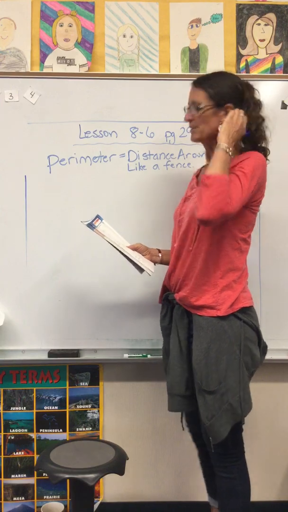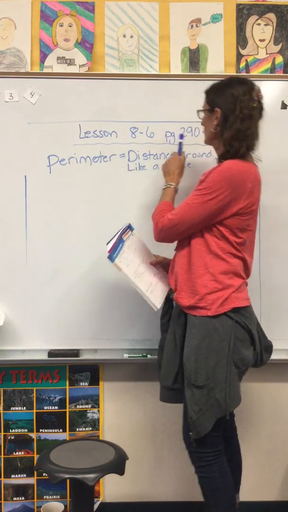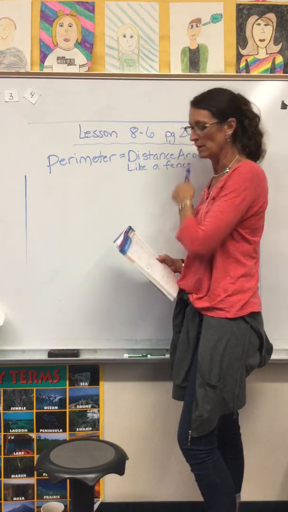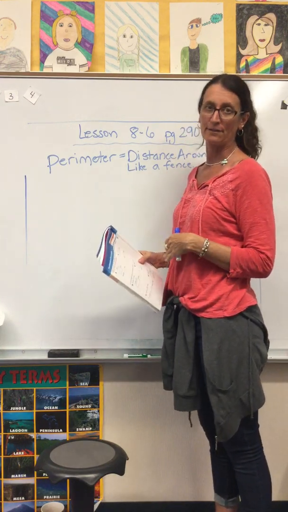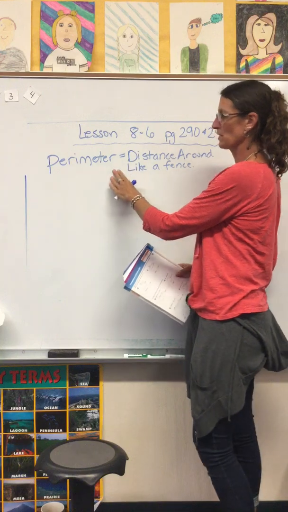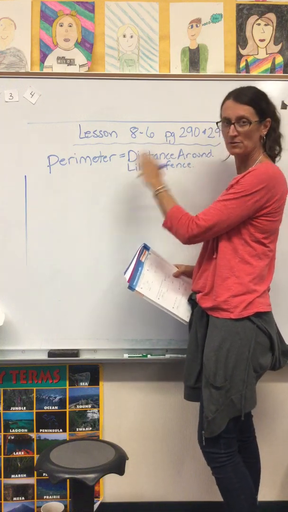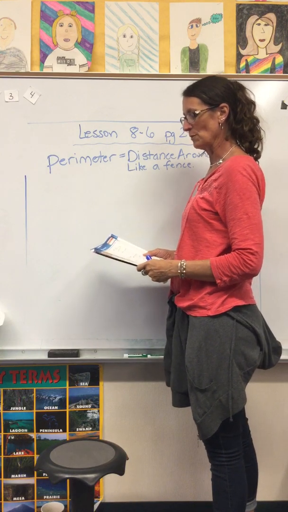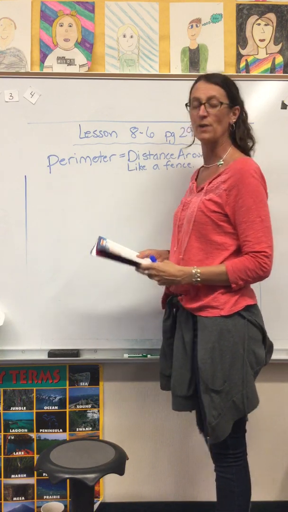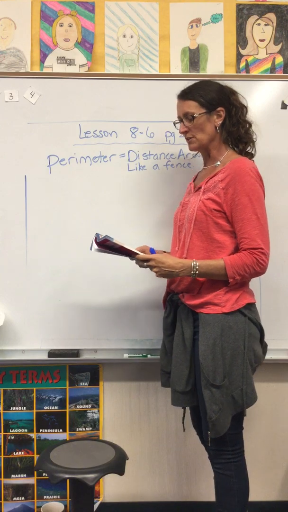Okay, fourth grade, so today we're going to do lesson 8.6. It's page 290 and 291 in your math book. And before we get started, we're talking about the perimeter of rectangles. And so we need to make sure that we know that perimeter means it's the distance around something, like a fence. So when we look at number 1, it says use a formula to find the perimeter of each rectangle. Use fraction circles if needed, show your work.